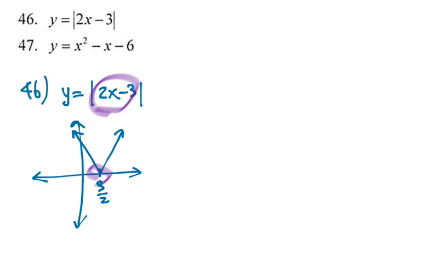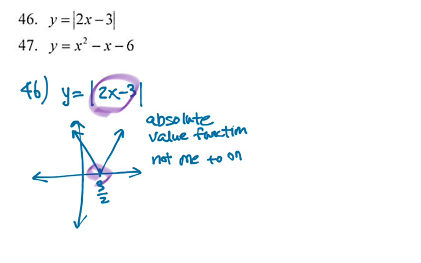Now, this is an absolute value function. As you can see, it looks like a V shape as well. But is this one-to-one? No, it's not one-to-one, because there are y values that have more than one x value, as you can see right over here or over there.